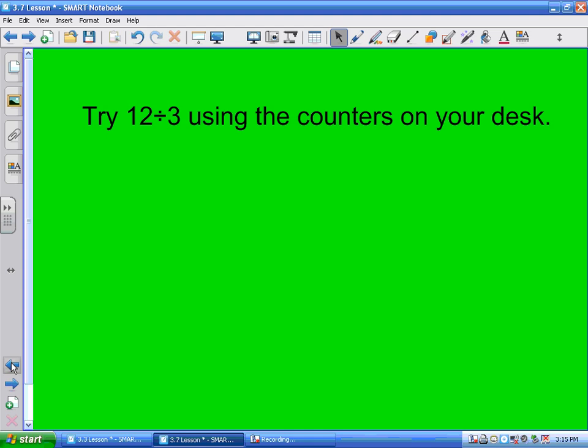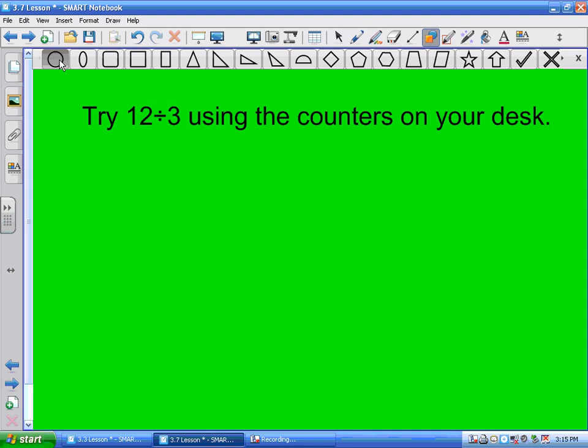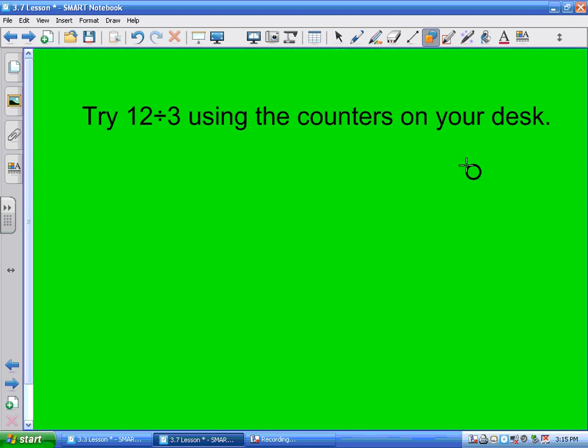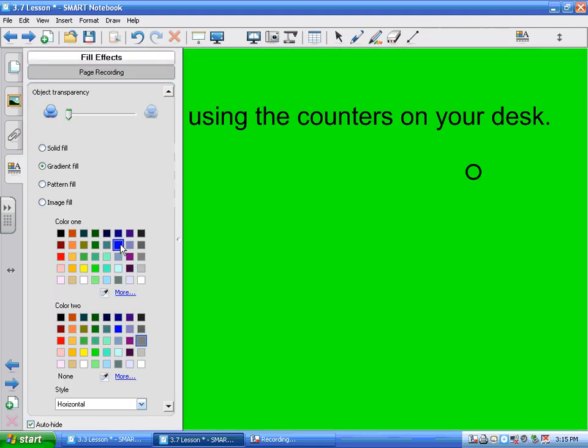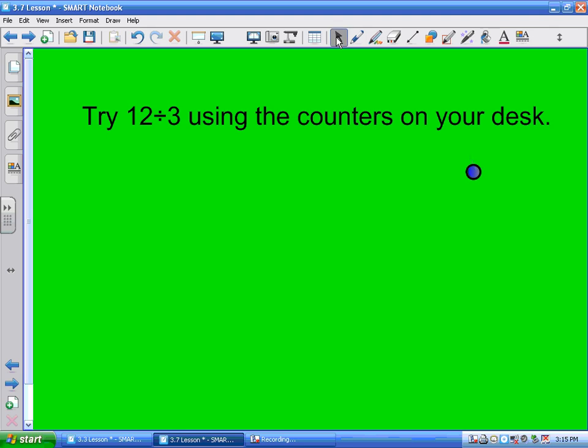The first thing you need to do is create or bring out 12 counters, right? So I'm going to grab my 12 counters. I'll use a circle like you guys have. And I think you're working with blue or yellow, right? So I'll use blue. Okay? So now I'm going to make an infinite clover here for myself. All right, so now I need to have 12 of these.